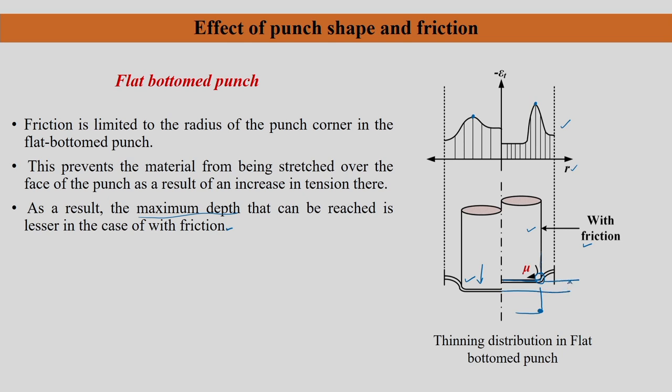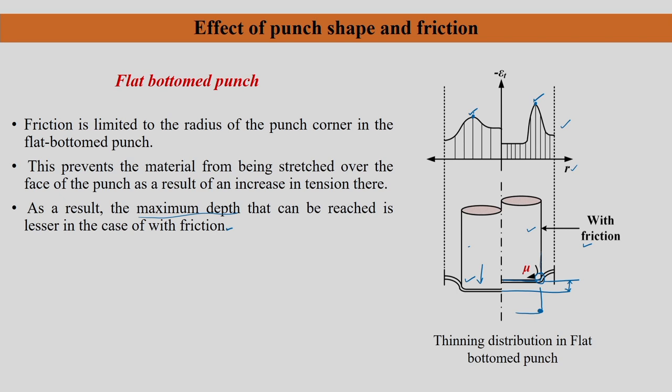You can see this difference. This difference comes into picture mainly because in the frictionless case, that is on the left hand side, you may have reached a larger forming height. Maximum depth that can be reached is lesser in the case of with friction. The main reason is the corner region, because there is a lot of friction, the corner region thinning will be dominant in this location as compared to the other one.